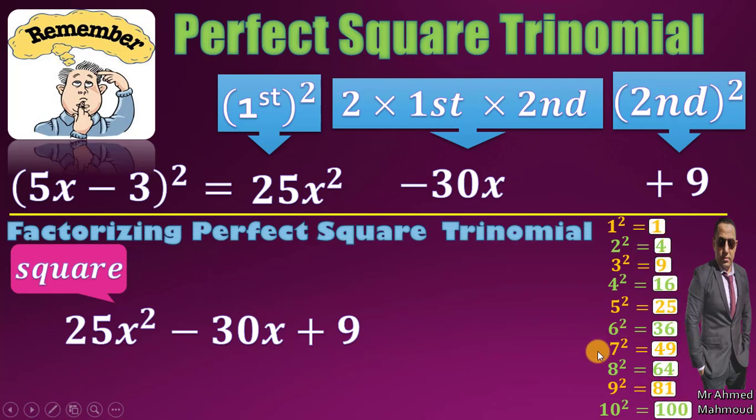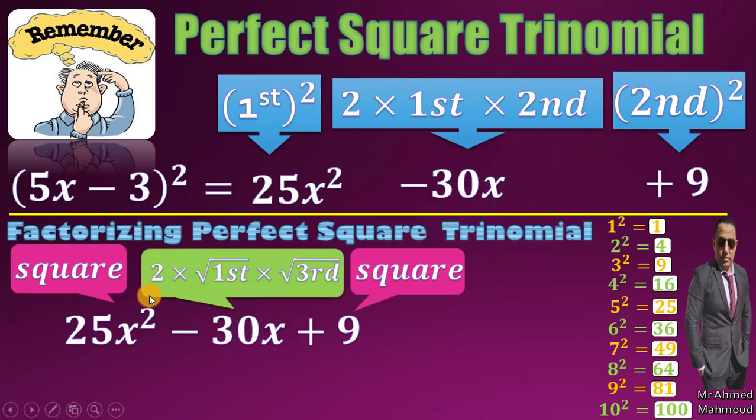Any of these numbers is called a square number. By looking here, 25 is a square because 25 is 5 to the power of 2. So the first term must be a square, and also the third term must be a square. Here the third term is 9. Okay, what about the middle term? The middle term equals 2 times root the first times root the third. Again, 2 times root the first times root the third.